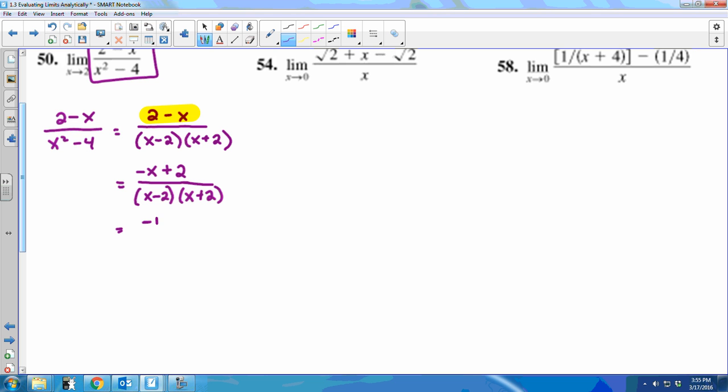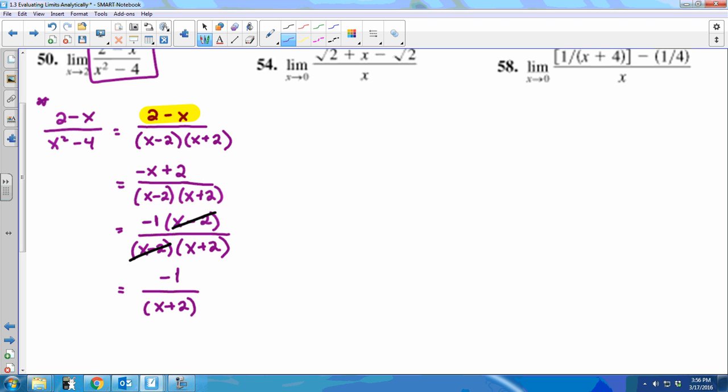So if I take a negative out, I have a positive x minus 2. If I distribute that negative, I get the negative x plus 2 I had before. And that's over x minus 2 times x plus 2. And now I have 2 terms that are the same that I can cancel out. So I have a brand new function, negative 1 over x plus 2. This is an equivalent form of what we started with.